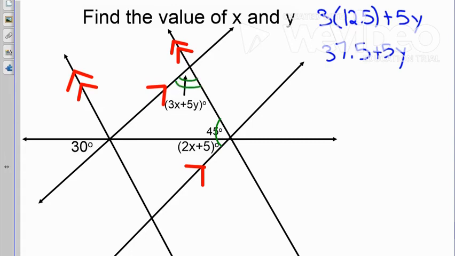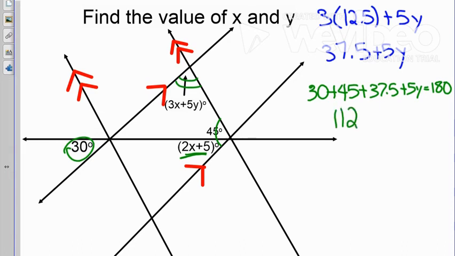Since we have parallel lines cut by a transversal, we know the sum of those has to equal 180 degrees. So what we can do is substitute that in. We know that this one is equal to 30. So we're just going to say that it's 30 degrees. We don't have to plug in x because we know what that is. So we're going to do 30 plus 45 plus 37.5 plus 5y is equal to 180. So we're going to add all those up. 30 plus 45 plus 37.5 is 112.5 plus 5y is equal to 180.